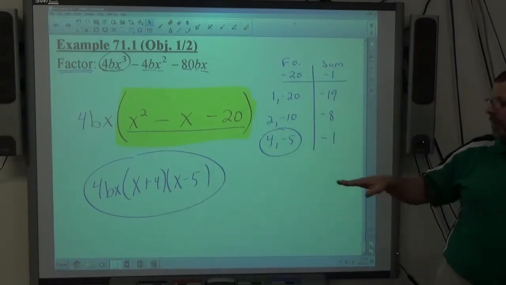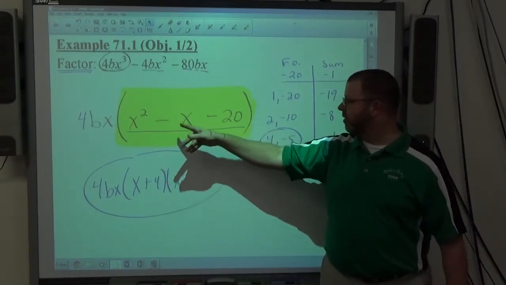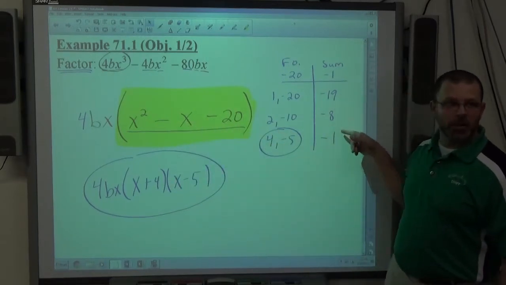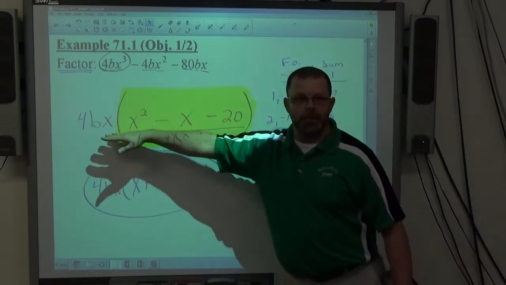If it's not factorable, if this happened to be prime, let's say this said minus 7x. Minus 7 didn't show up on our list, right? We got all our factors. Then we'd stop here. That'd be the factored form.